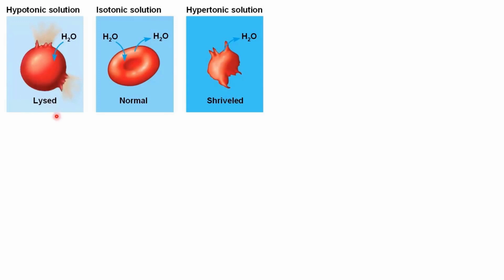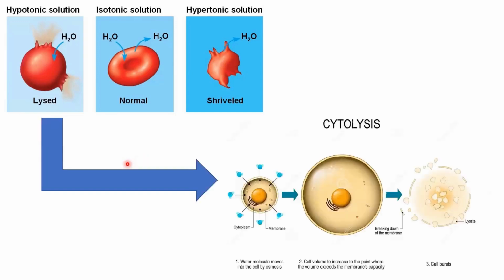So if you take out some blood from your body and put it in a lot of pure water, you will see after some time all the red blood cells are going to burst. Now, what is happening in this situation? This situation is called cytolysis. Cyto means cell, lysis means breakdown. Breakdown of cells. So this is called cytolysis, breakdown of cells.